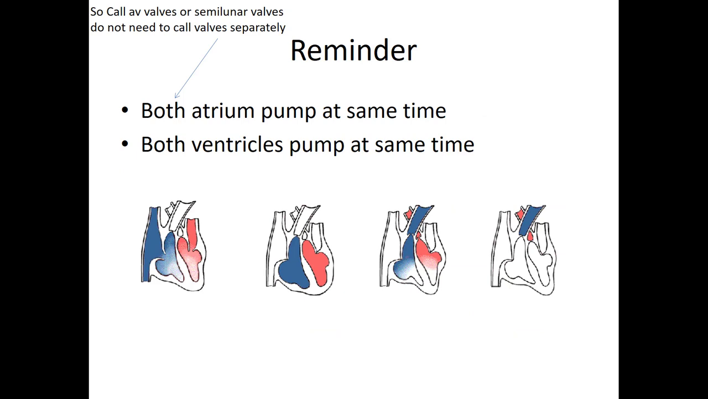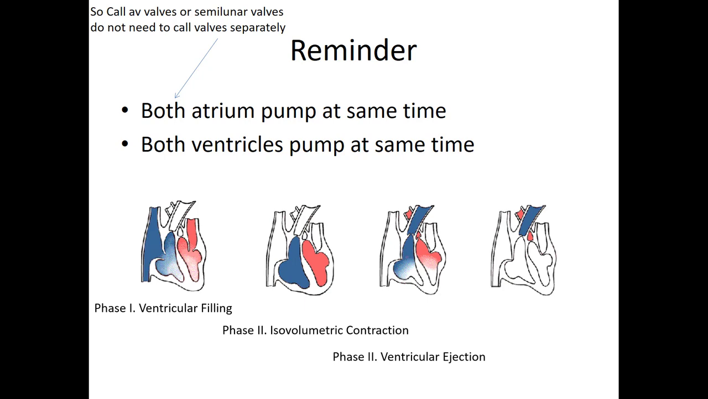So in the cardiac cycle, both atria pump at the same time and both ventricles pump at the same time. This is why we just say AV valves or semilunar valves. We do not need to call the valves separately. So first, phase 1 is ventricular filling, and next, phase 2 is isovolumetric contraction as well as ventricular ejection, then isovolumetric relaxation. And return to phase 1, ventricular filling, right?